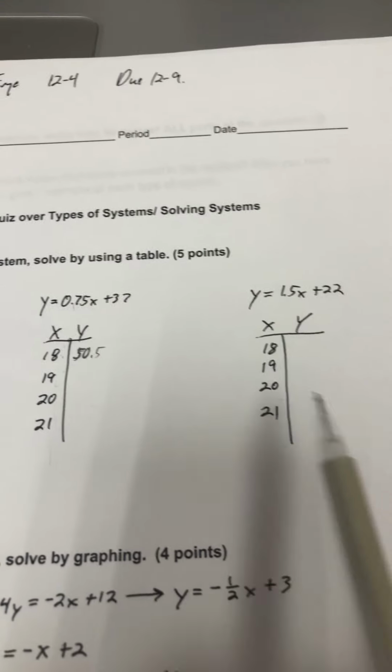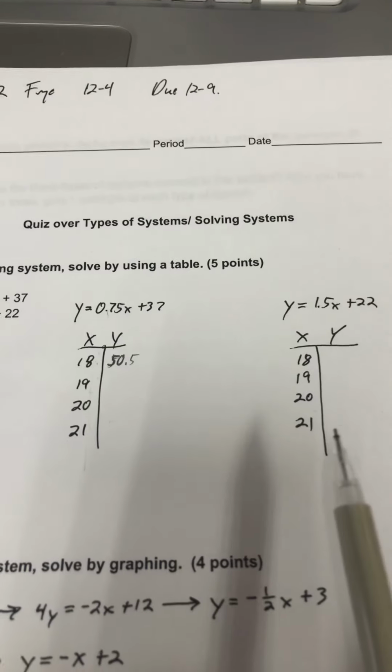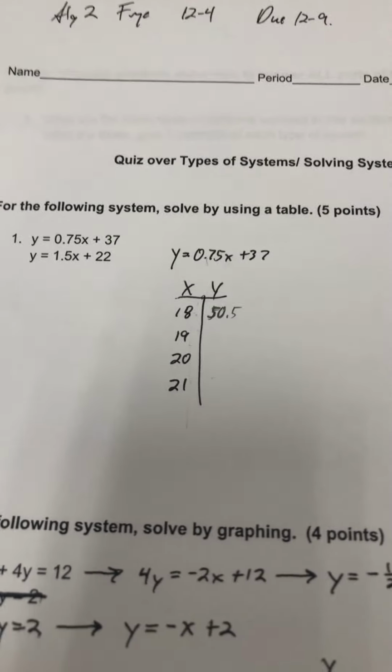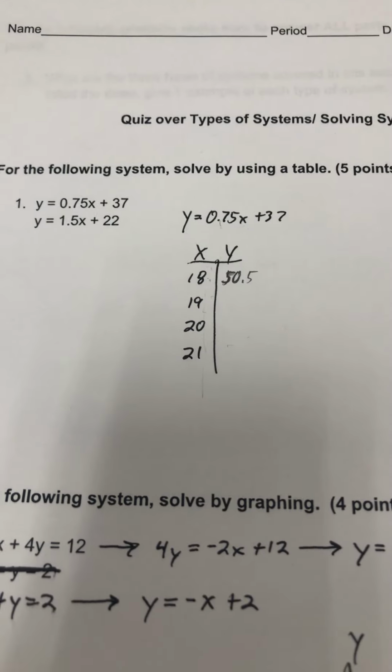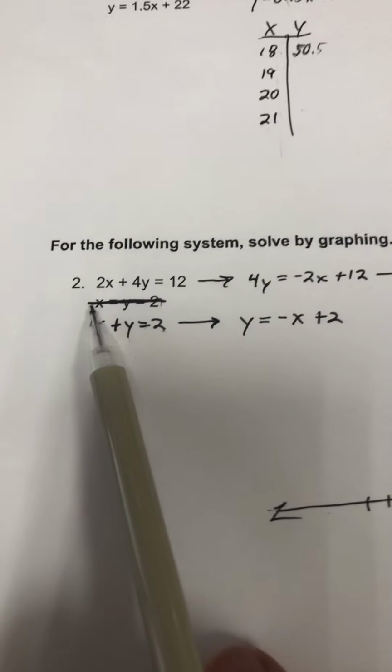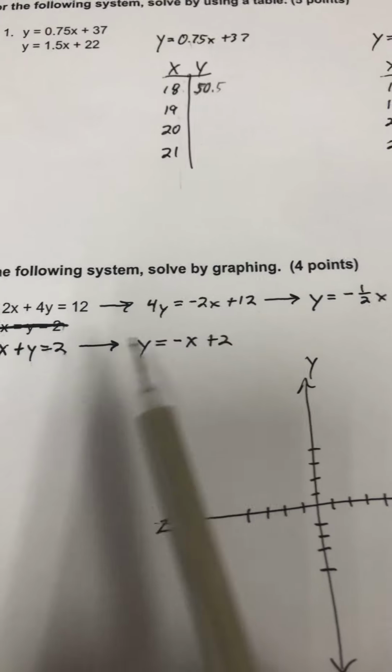Then compare your tables here. Where are they the same? Where x and y are exactly the same in both of these. That's going to be your solution to these two equations by using a table. Okay, number 2. For the following system, solve by graphing.